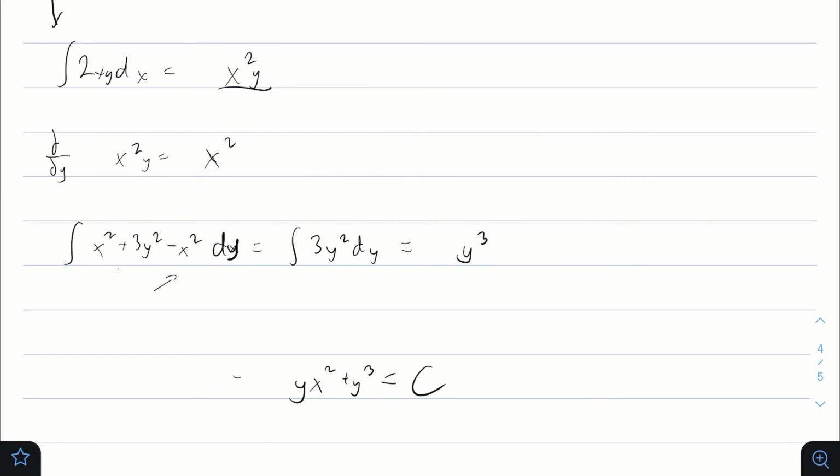But yeah, exact ODEs are pretty easy. It's just looking for a potential function, and if you've done Calc 3, you remember how to do that. Hopefully this was a little refresher. If you need extra help, just look at Calc 3 material, and you should be good to go. That's all I got for you today.